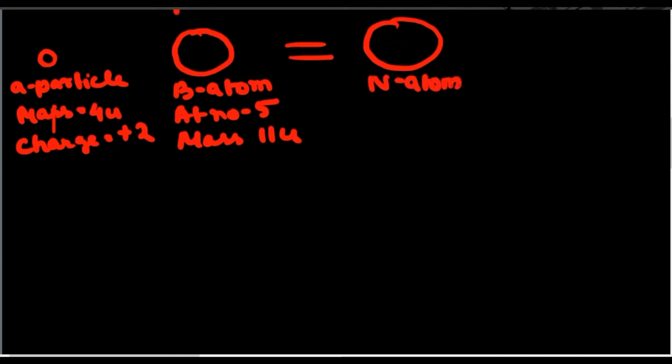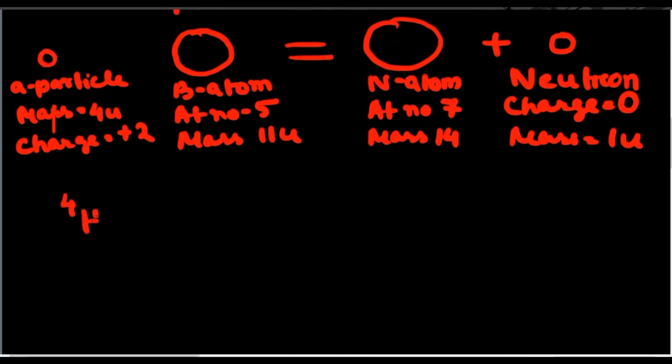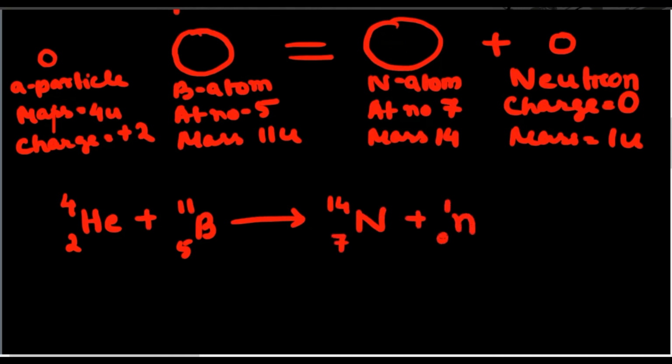a nitrogen atom with atomic number 7 and mass 14. Along with that nitrogen atom, you obtain another particle which has no charge, that is, charge is equal to 0 and mass is equal to 1 unit. So that particle was named as neutron. So if we put this whole experiment in terms of an equation, we get helium plus boron 11 gives us 14 nitrogen plus 1 neutron.